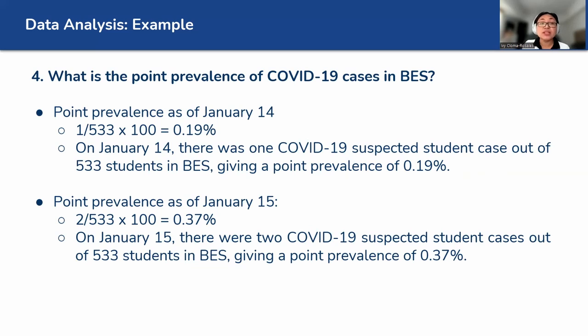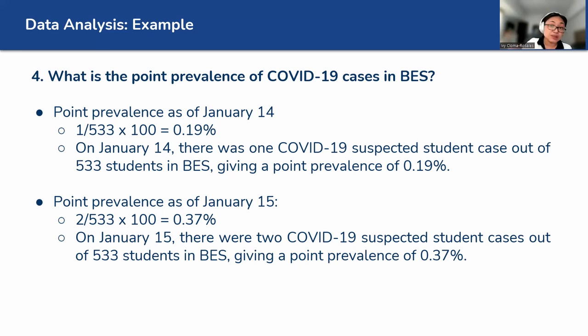Number 4. So what is the point prevalence of COVID-19 cases in BES? Well, if we ask point prevalence as of January 14, that's just 1 student. So on January 14, there was 1 COVID-19 suspected student case out of 533 students in BES, giving a point prevalence of 0.19%. But the following day, January 15, we know now that there are 2 symptomatic cases. So that is 2 out of 533 or 0.37%. So on January 15, there were 2 COVID-19 suspected student cases out of 533 students in BES, giving a point prevalence of 0.37%.